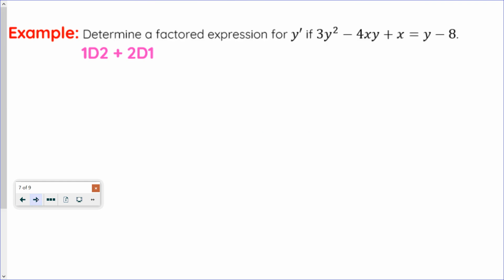Okay, let's try another one here. So determine a factored expression for y prime for the following. So again, I have 3y squared. I'll just write my function out again.